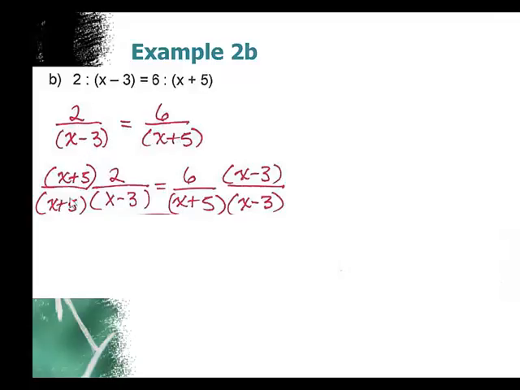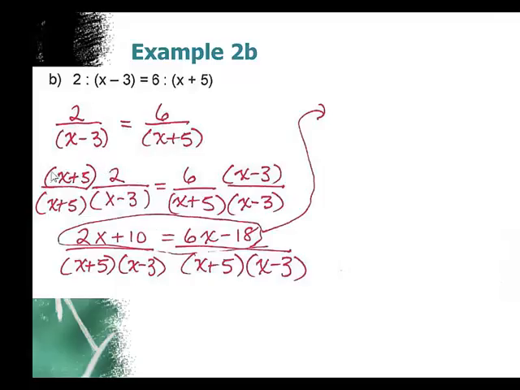So x plus 5 over x plus 5 on the left, x minus 3 over x minus 3 on the right. Then I'm going to use the distributive property to multiply this 2 times x plus 5. So if you're cross multiplying, you're at the same step right here. You just don't have the denominator. And so you would get 2 times x is 2x plus 2 times 5 is 10 equals 6 times x is 6x minus 6 times 3 is 18. So if you cross multiplied, you just had this top part.